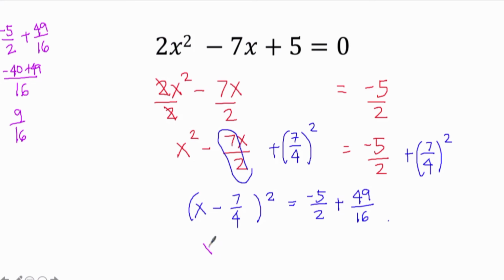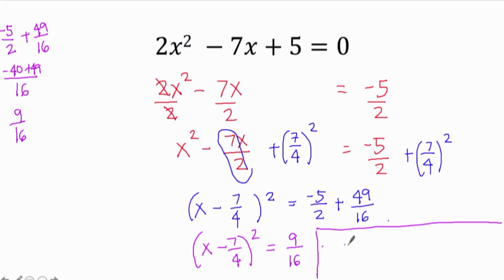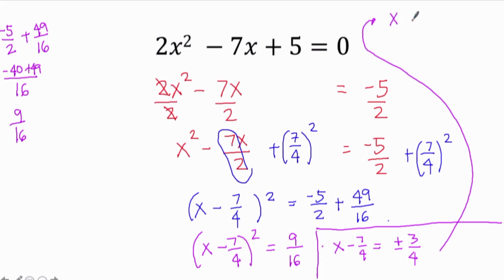What we have now is x minus 7 over 4 squared equals 9 over 16. Now let's continue our computation here. Get the square root of both sides. So we have x minus 7 over 4 equals plus or minus the square root of 9 is 3. The square root of 16 is 4. So finally, our answer would be x equals positive 7 over 4 plus or minus 3 over 4.